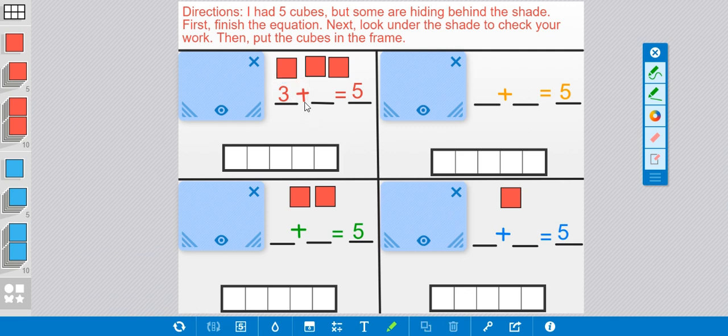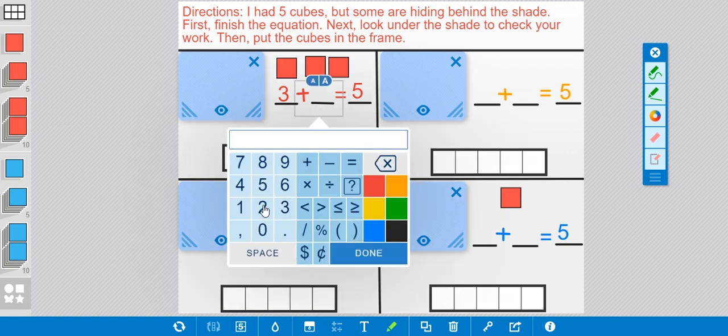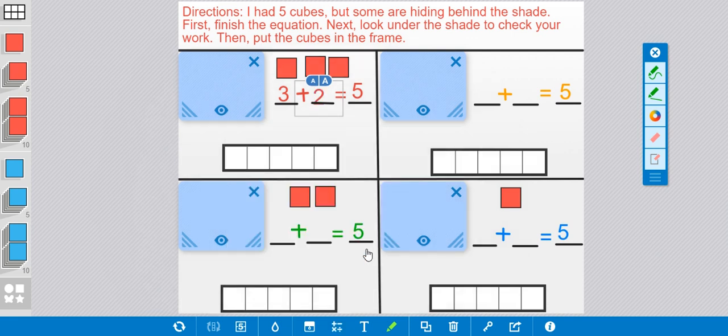in our equation. And then I know that 3 plus some number equals 5. So, that must be the number of cubes hiding behind my shade. So if I put up 3 fingers in front of me, I think I know the answer. I think I know how many cubes are missing and how many are hiding under that shade. Let's see if you think the same number as me. I'm going to go get my calculator tool, and I'm going to type in the number 2. Do you think I'm right?